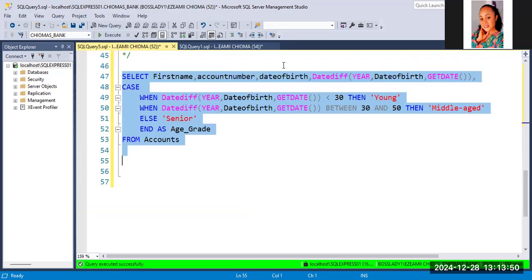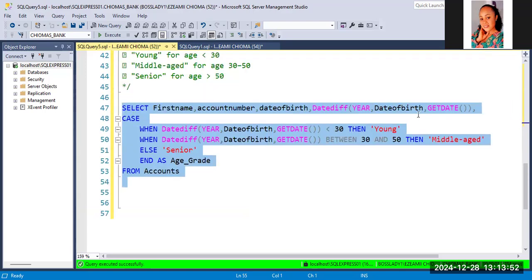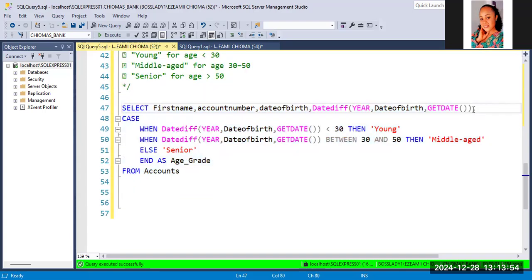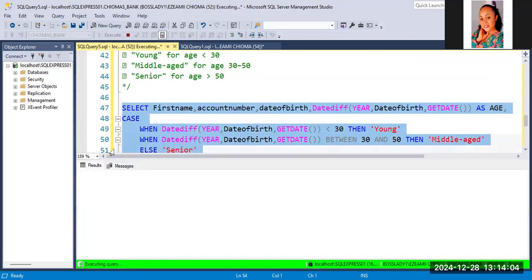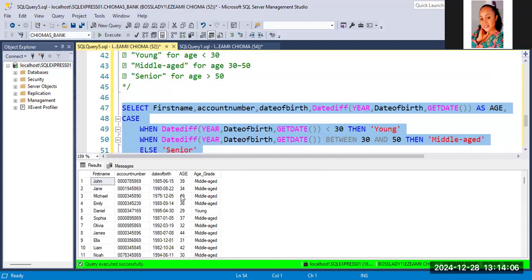Let's name our column. So let's name it as age. We just want to see the age and not the date the customer was born. So you can use the date diff to calculate the age of the customer, right? So that's what we've done now. You see, anything that is more than 30 is middle age. Then if you're less than 30, you're young.